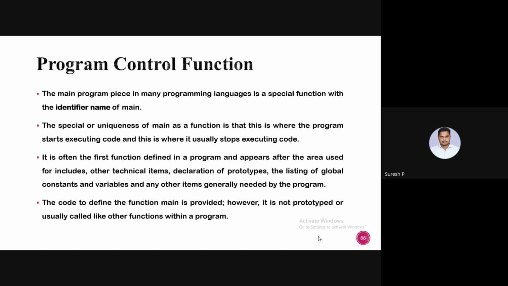This is a unique, special function, as we all know, because in every programming language the main function acts as the starting point of the execution. This is the place where the execution will be started, and the end of the main function will be the place where the execution will be stopped. The opening brace of the main function is the starting point of the program execution, and the closing brace of the main function is the stop point of the program.